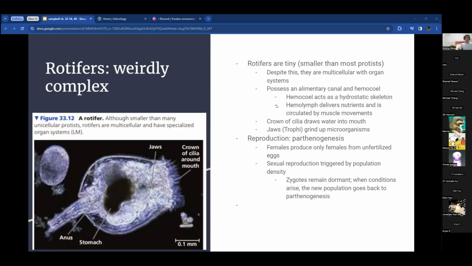But during times of stress, like when there's a lot of rotifers in a certain area, population density skyrockets. That means that food resources are also scarce. Therefore, rotifers will sexually reproduce because those zygotes can remain dormant. And then when conditions get better, the zygotes develop and the population goes back to parthenogenesis.